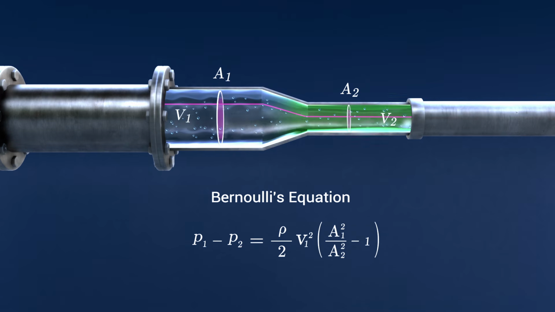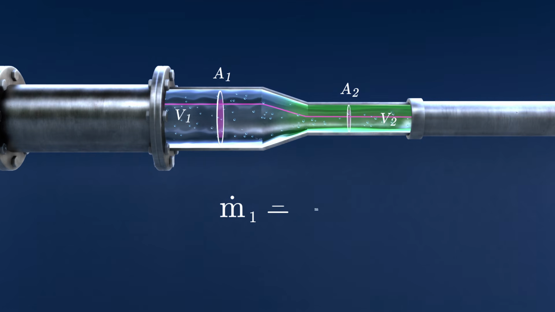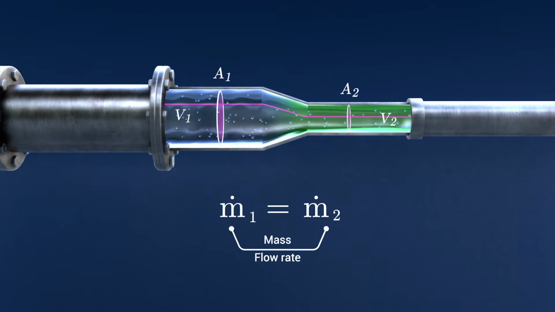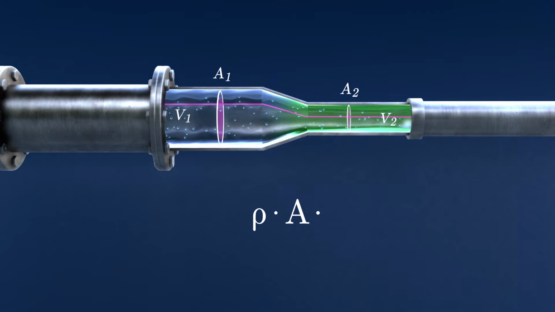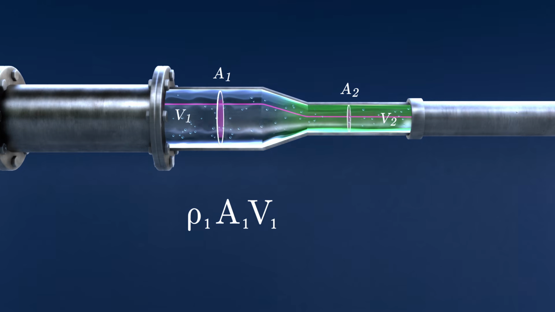The conservation of mass principle is denoted by the following equation, where the m with the dot above denotes the mass flow rate. This can be converted to show the mass flow rate of the fluid as the product of its density, the cross-sectional area, and the velocity of the fluid. ρ1 A1 V1 equals ρ2 A2 V2.